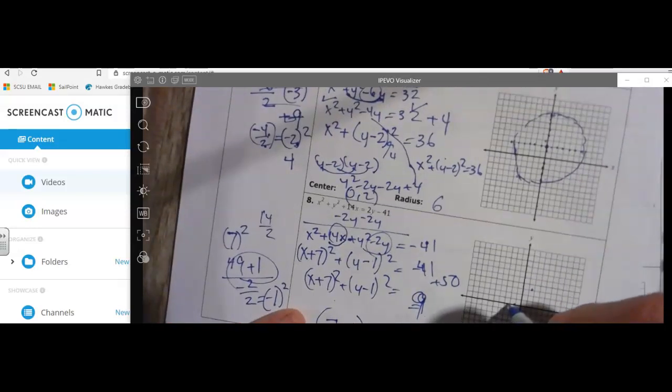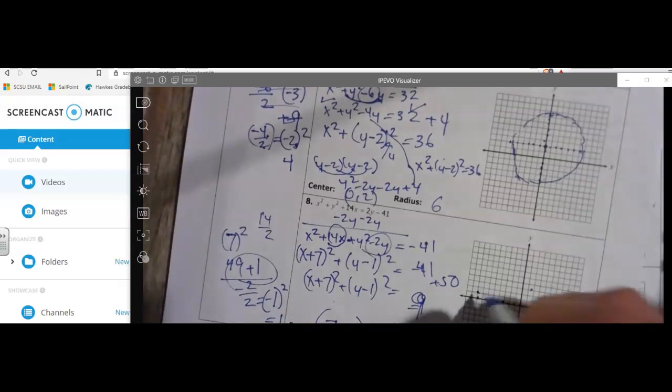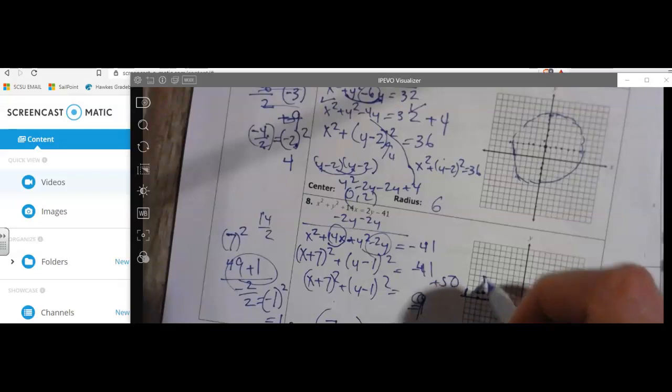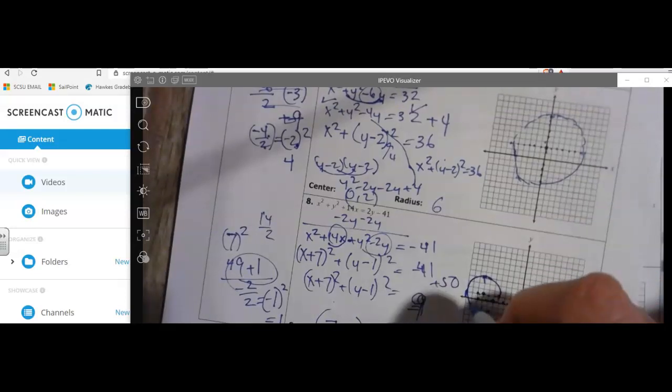So it's 1, 2, 3, 4, 5, 6, 7, 1, so 7, 1, and my radius is 3, 1, 2, 3. So am I going to go off the chart? Let me see, it should be there actually. So it goes there, radius of 3. So my circle is going to look like that right there.